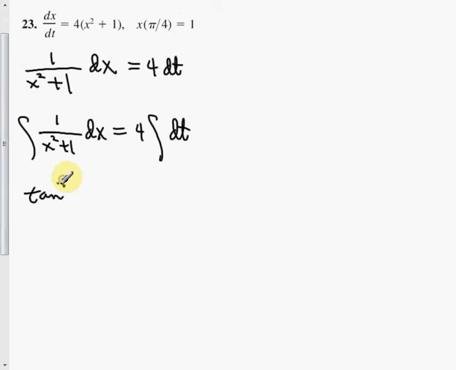So tan inverse of x. It looks like here t is the independent variable, so we associate the constant with the independent variable. This is equal to 4t plus c.